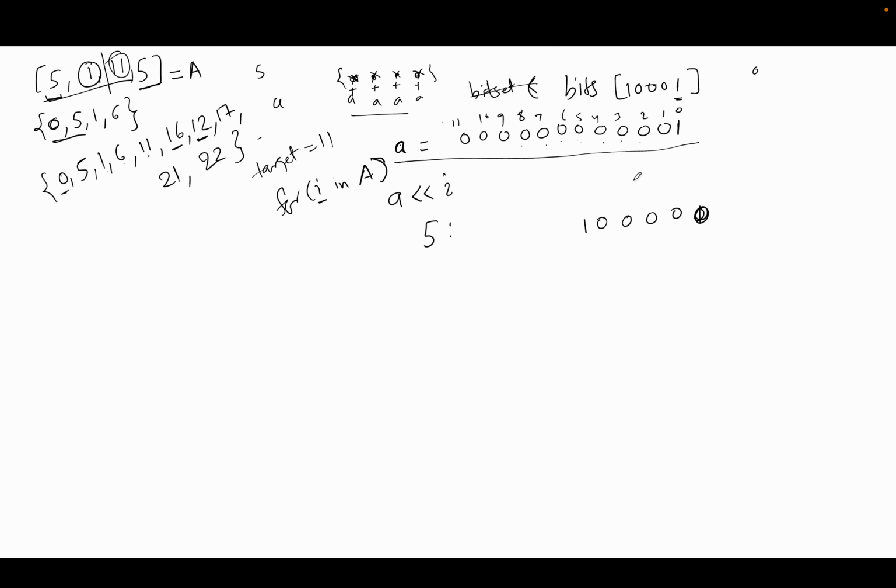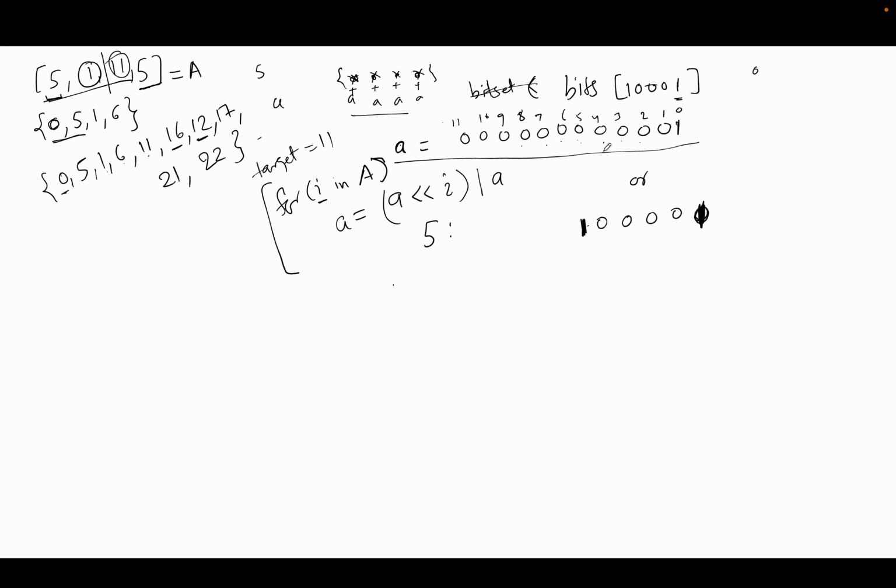And take OR with previous number. So whatever bit was set, that's set now also. Because once you are able to make a sum, if you add additional numbers, you can still make that sum. So what you are doing, A left shift by I or A. So this is new A. So we will do this for all. So now 5 and 0 are possible.